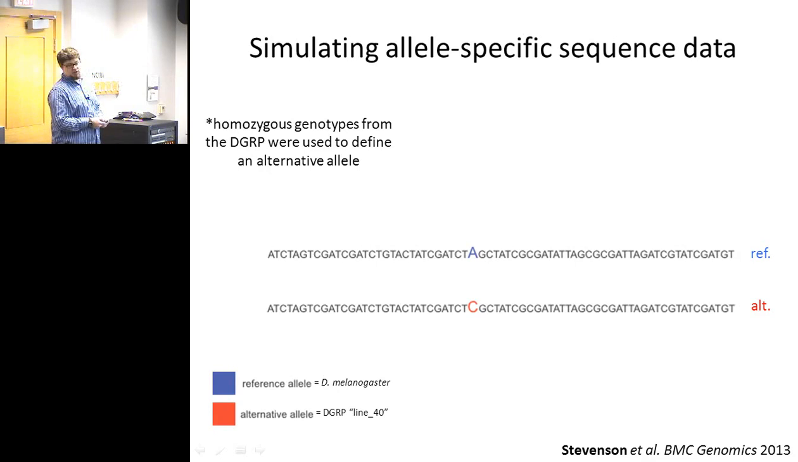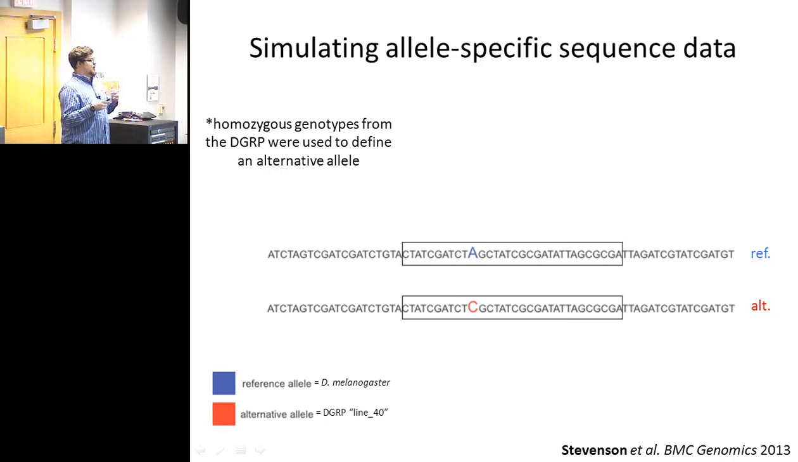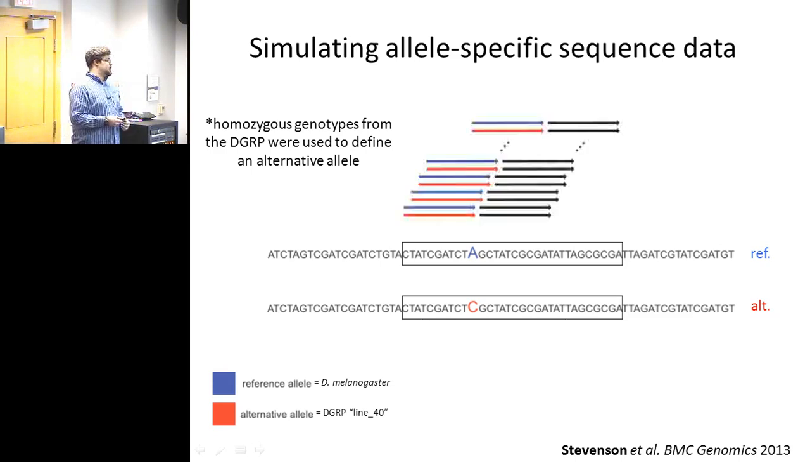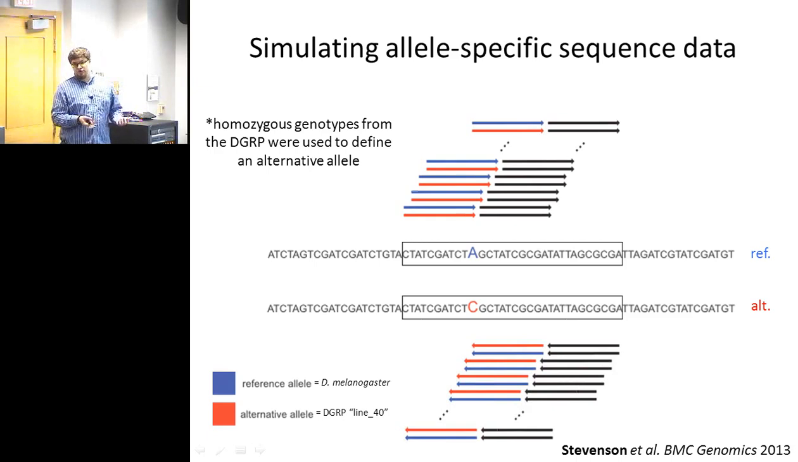So here I'm showing in blue the reference allele, and in red the alternative allele. And again, because we're interested in gene expression, I'm limiting my simulation to a list of annotated exons. And then I started by generating all possible allele-specific sequence reads from each of these regions. And I did this both in the forward and the reverse complement orientation to reflect the fact that RNA-seq is typically done in a non-strand specific manner. And you notice I've colored some reads in blue and some reads in red. These colors will appear throughout the talk.